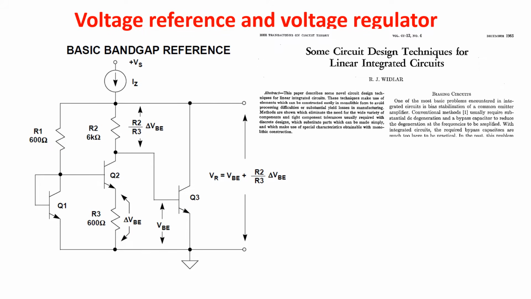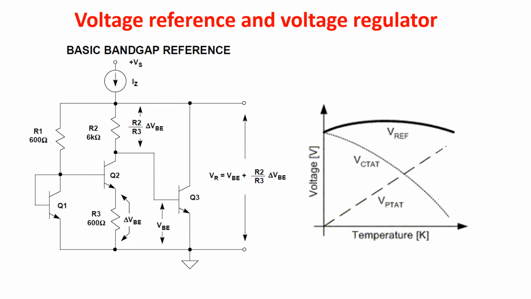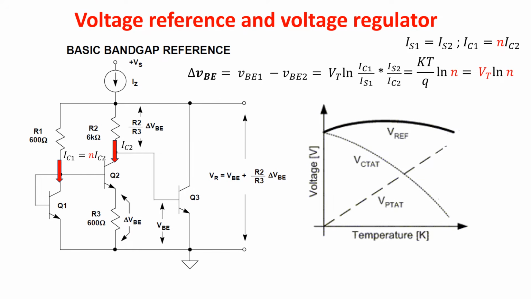The idea is to compensate the negative thermal coefficient of the VBE junction, called CTAT, with the positive thermal coefficient of the delta VBE, called PTAT. The difference of the two VBE junctions operating at different currents is this, and you can see it is directly proportional to the absolute temperature. So the reference voltage is composed by the VBE of Q3 with a negative thermal coefficient plus the term R2 over R3 delta VBE, which has a positive thermal coefficient.